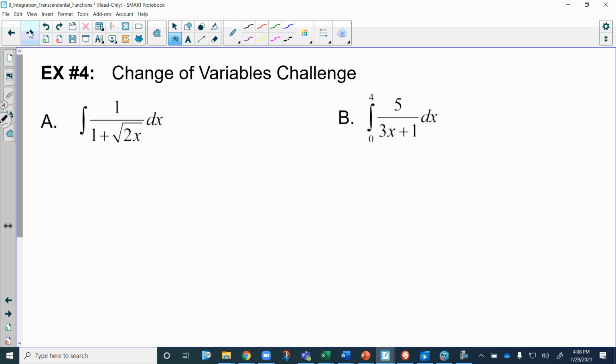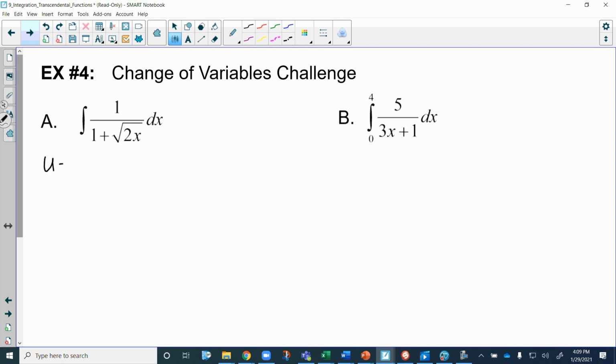Okay, so this one isn't going to rely so much on anything that we were doing with transcendentals necessarily. It's more of an extension of what we were doing with u substitution. So let's take a look at the example on the left, example A. Again, we need to do u substitution to try and simplify the integral here.